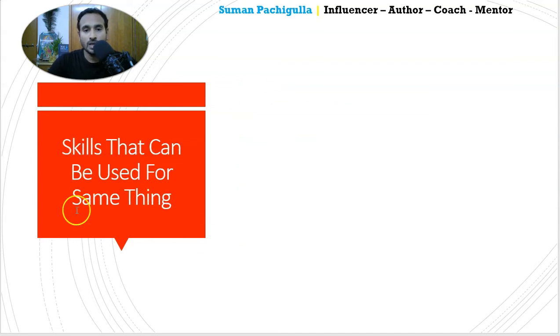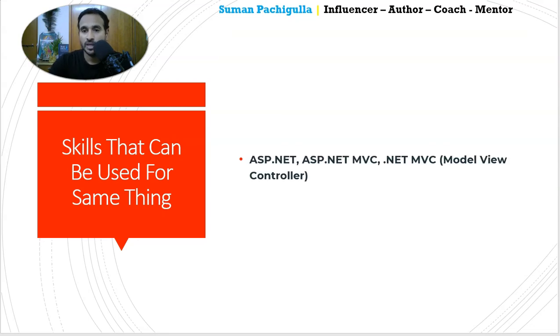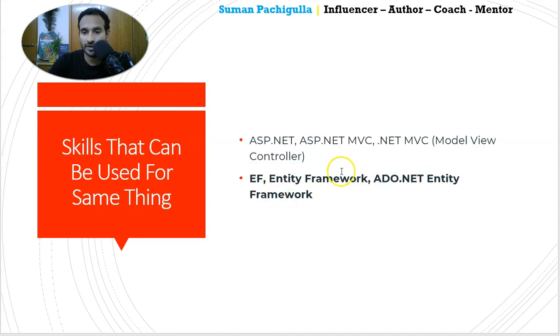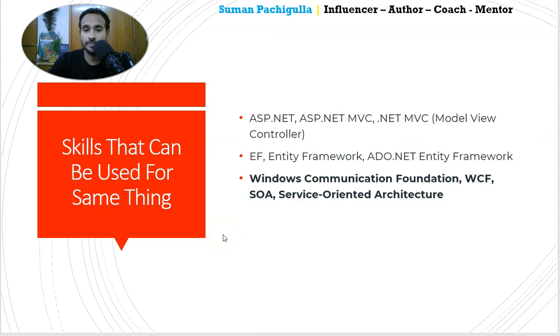And if you see the requirement, generally one technology can be written in a different manner. It is not about writing .NET as .NET, dot NET, or space NET. No, this is not what I'm talking about. It is about skills that are interchangeable: different skills, but they do similar work. For example, ASP.NET can be written as ASP.NET MVC, .NET MVC, or Model View Controller. Everything is one. EF, Entity Framework, and ADO.NET Entity Framework are the same.